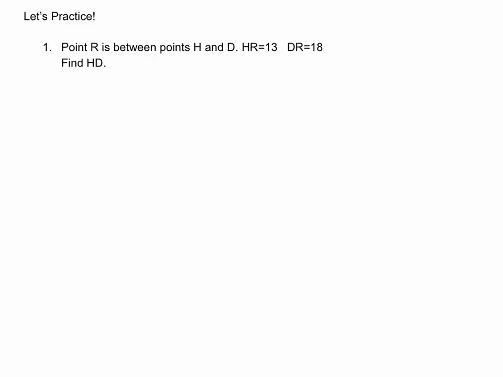Alright, now let's try an example to see how this really works. So this one says point R is between points H and D. So before I do anything, I'm going to draw a picture because that is going to help tell me what is really going on. So here I've got my segment HD, and I've got point R somewhere between them. Now, they tell me that segment HR is 13, and the length of DR, or RD, is 18. And they want me to find the length of the whole thing, HD.